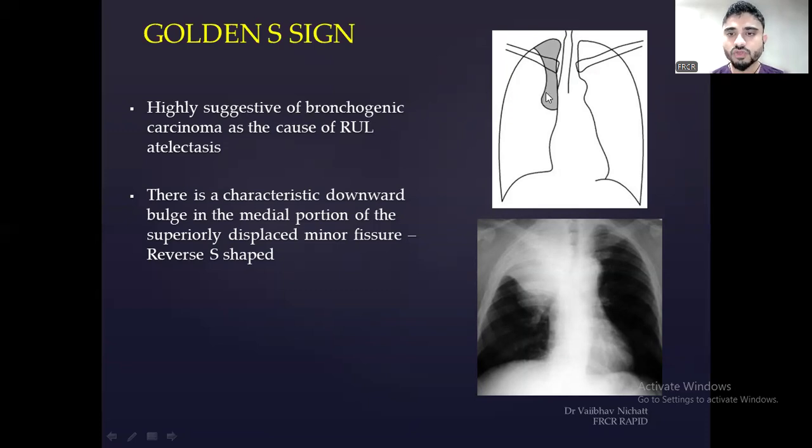bronchogenic carcinoma, as the cause of right upper lobe collapse or right upper lobe atelectasis. This inferior convexity is because of the hilar mass, that is, the bronchogenic malignancy, and distally you can see it is concave inferiorly. This is secondary atelectasis, distal atelectasis. That is the reason you are getting this particular sign on the chest radiograph. If you see medially downward convexity, that means there is some central or hilar mass causing obstruction of the right upper lobe bronchus, and secondarily leading to collapse of the right upper lobe. It is a characteristic downward bulge of the medial portion of the superiorly displaced minor fissure, also known as the reverse S sign, like we discussed.